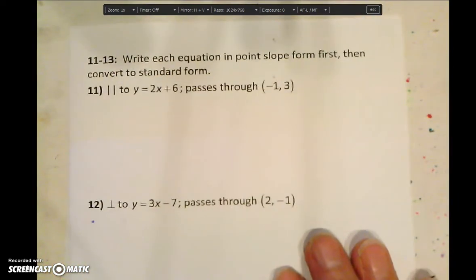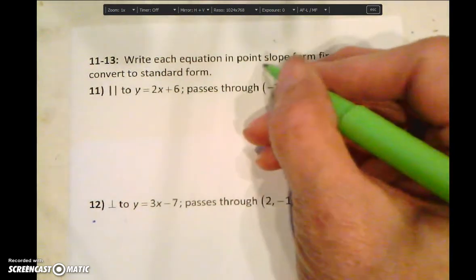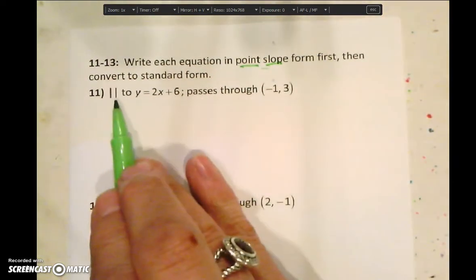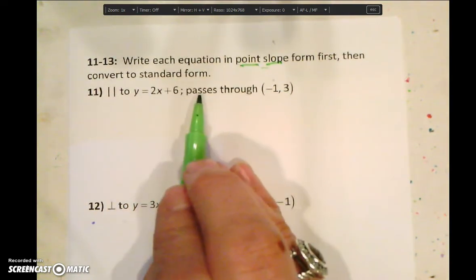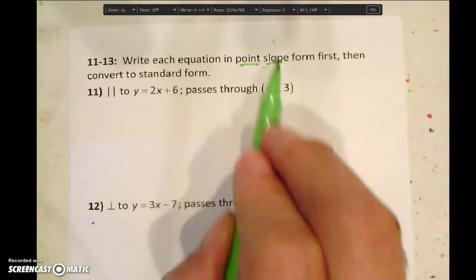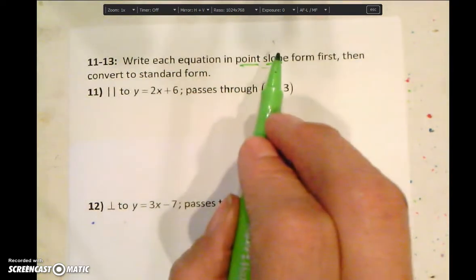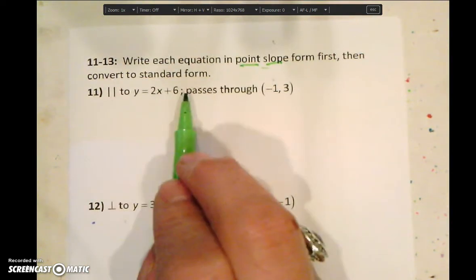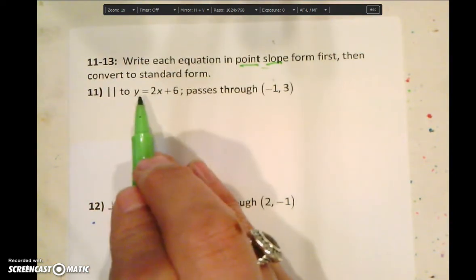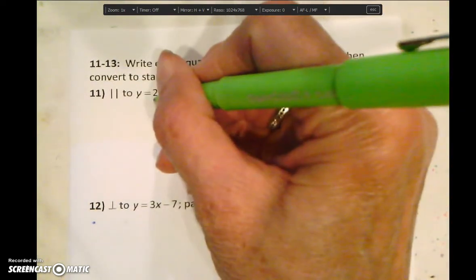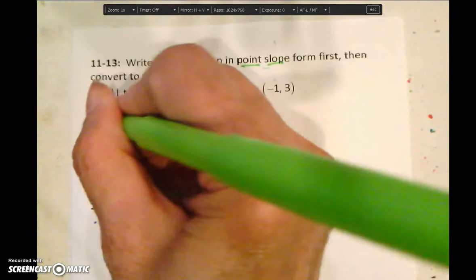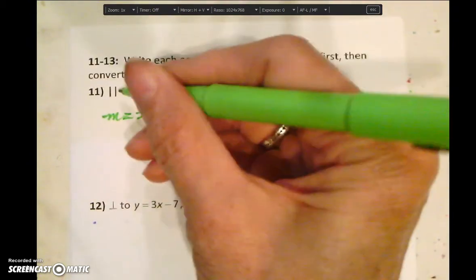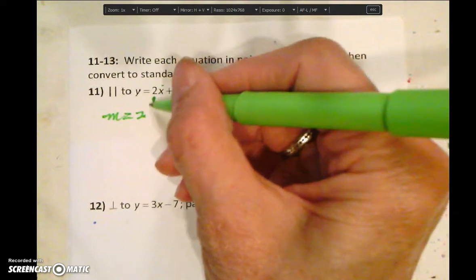All right, so 11 through 13, write each equation in point-slope form first, then convert to standard form. So if we have point-slope, we want it to be parallel to y equals 2x plus 6, and it passes through the point negative 1, 3. So here's my point, but my slope isn't quite as obvious. So I need to use the fact that it's parallel to this. And since this is in slope-intercept form, we know that this is the slope right here. So we know that m is equal to 2 because parallel lines have the same slope.